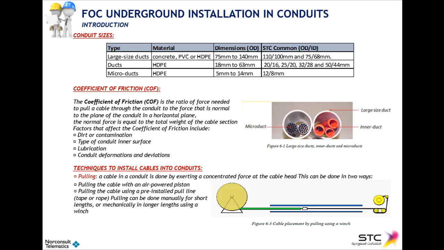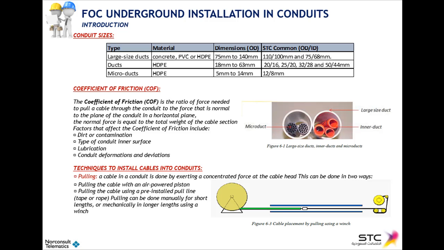The sizes standardized in STC are 20, 25, 32, and 50 millimeter outer diameter ducts. Then for microducts, there is common understanding on the size: between 14 and 18 millimeters is the borderline between microducts and ducts. In STC we only use one type of microduct so far, that is the 12-8.